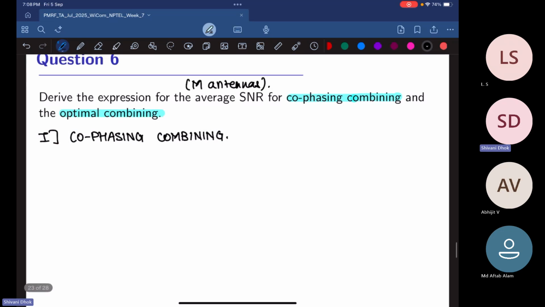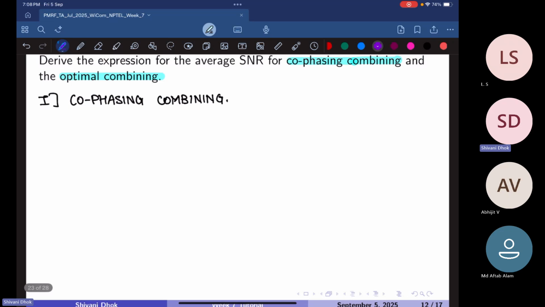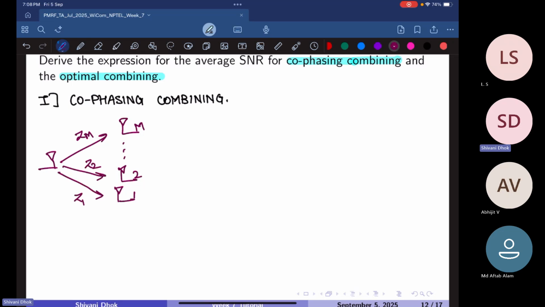So in co-phasing combining, what do we have? As we had seen earlier, let's say we have a transmit antenna and we have M receive antennas, and each of these have channels Z1, Z2, up to ZM. So Z1 to ZM are the channels for these antennas, and what we will assume is this Zi is alpha i into e power minus j phi i, and this alpha i is Rayleigh distributed.